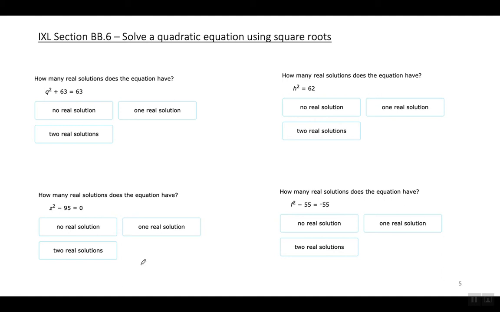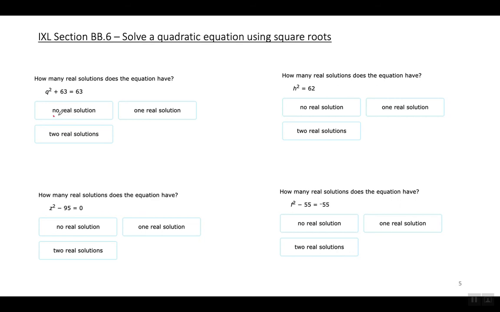Okay, now we have 2 more slides, and these questions are easy. I want to go over how you answer them, all right? The questions are asking you how many real solutions does the equation have? So first of all, let me explain what that means. Okay, if solving this quadratic equation gives you 2 answers, then that would mean that you have 2 real solutions. If solving it gives you 1 answer, that means you have 1 real solution.